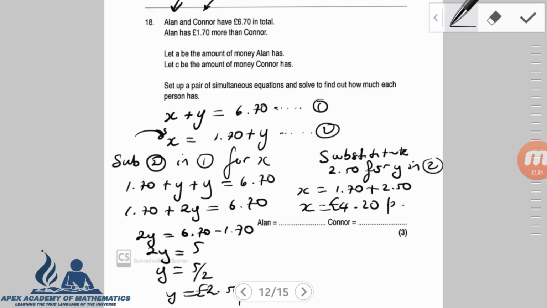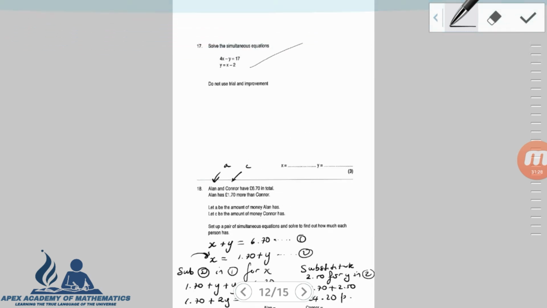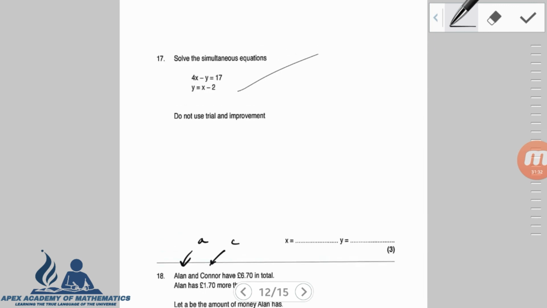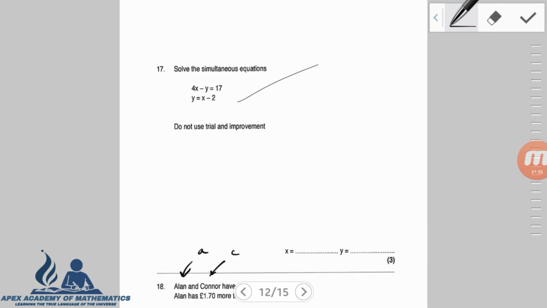I do have some questions here. Of course, I know that you have already taken the screenshots of these, so that brings us to the end of our simultaneous marathon tutorial. This should take care of all your problems with simultaneous equations.